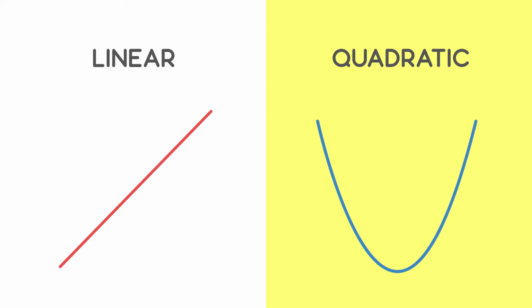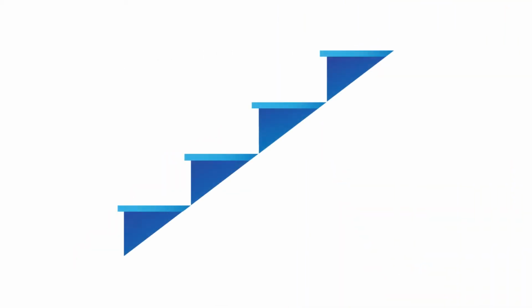So, to understand linear sequences, let's imagine you're looking at a staircase side on with each step having the same height of 20 centimeters. If we were to write out the height from the ground after each step, it would look something like this. Wait a minute, I think we have a sequence. Let's take a look at it closer.